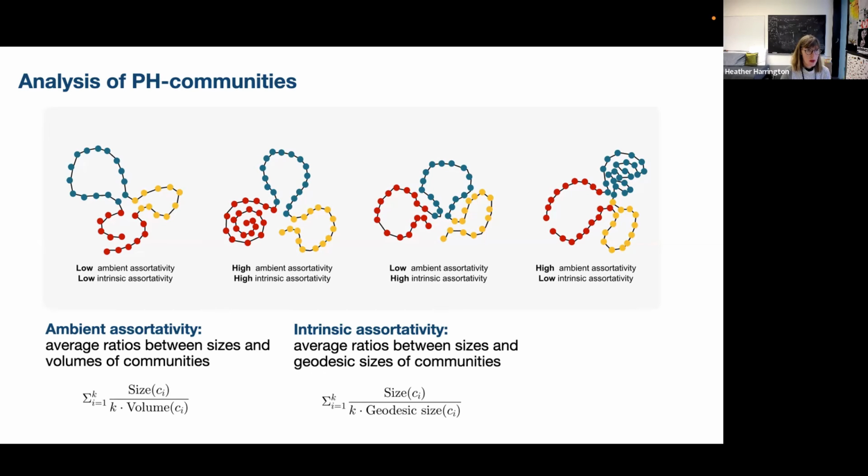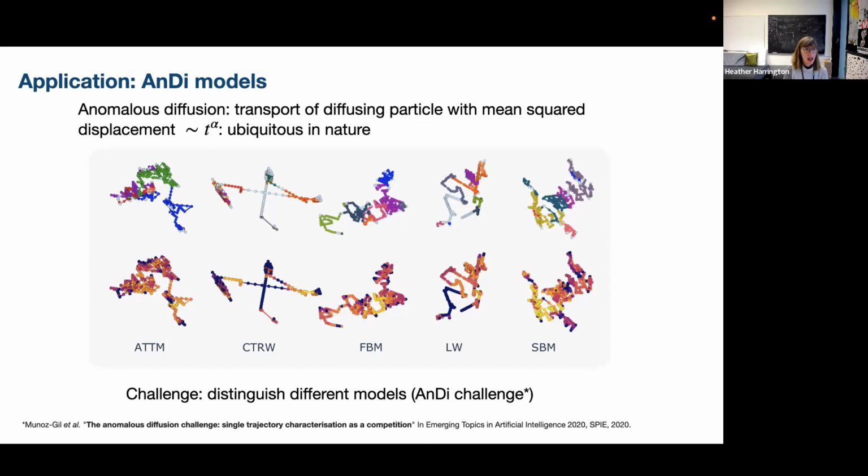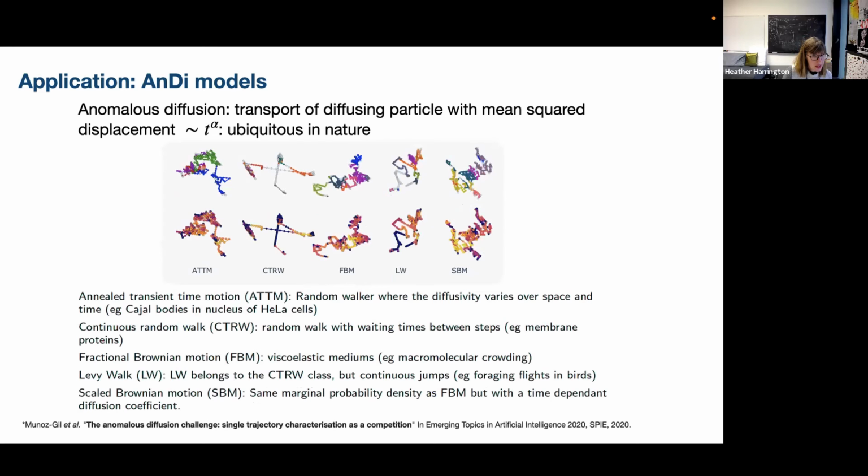We can interpret this a little bit, and then we want to apply it to a couple of different spatial curves. One of the applications that we looked at is anomalous diffusion, the transport of diffusing particles. These are ubiquitous in nature, and they're used a lot in finance as well. So you can think about movement, and there are 5 different models that can generate these types of curves, these trajectories. This was a challenge in 2020: can we distinguish different models? I've written what these models are because I'm not an expert. If anybody is very interested, I can go into it later, but I think this gives you a feel that the trajectories do look very different.